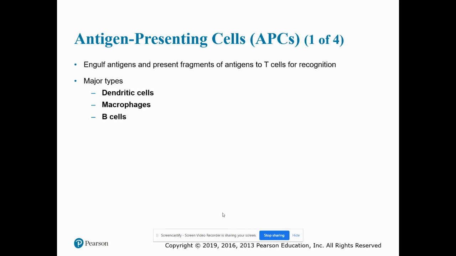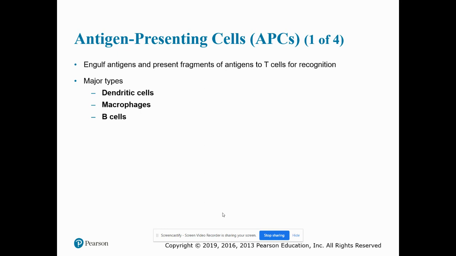All right. So remember, we talked about the fact that, or I guess I should say, I talked about the fact that there are three important cell types with adaptive immunity. There were the two types of lymphocytes, the T cells and B cells, and then the antigen presenting cells. And we're going to talk about antigen presenting cells now. What they're going to do is engulf an antigen and present a fragment of that antigen to T cells for recognition. It does exactly what it sounds like it does. It just presents an antigen.